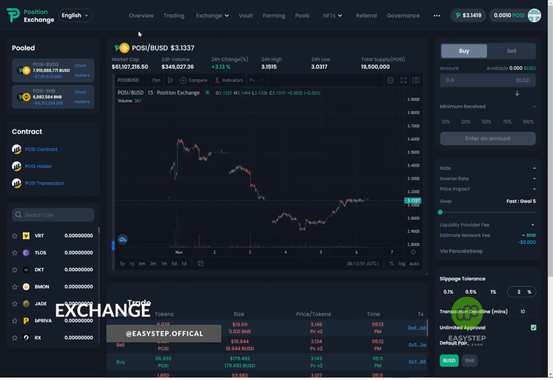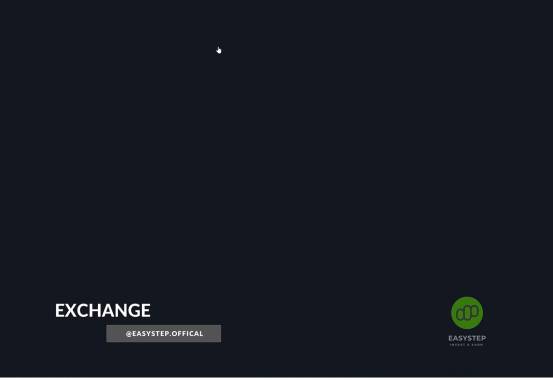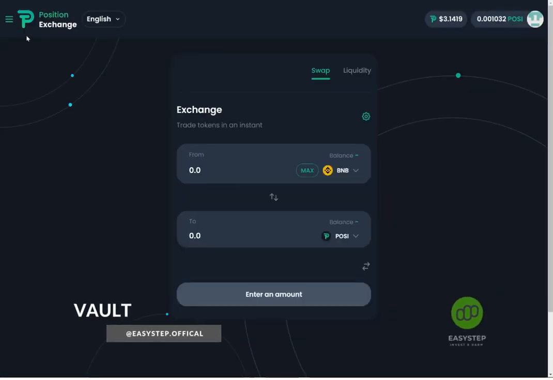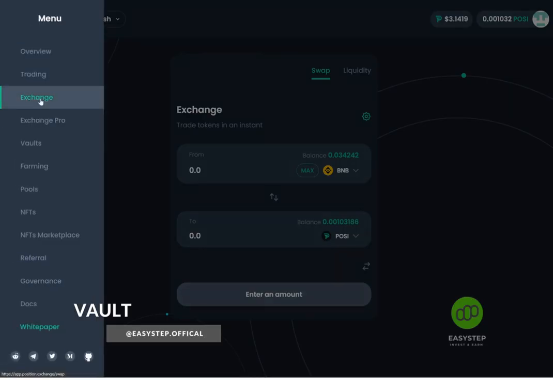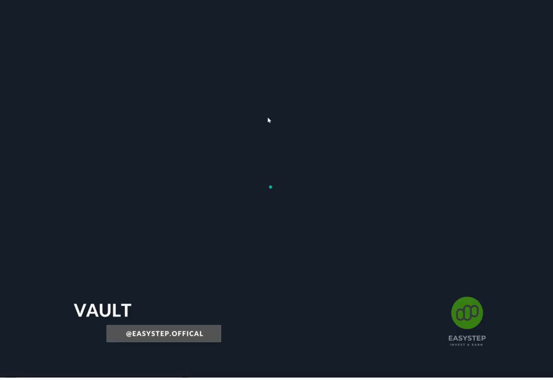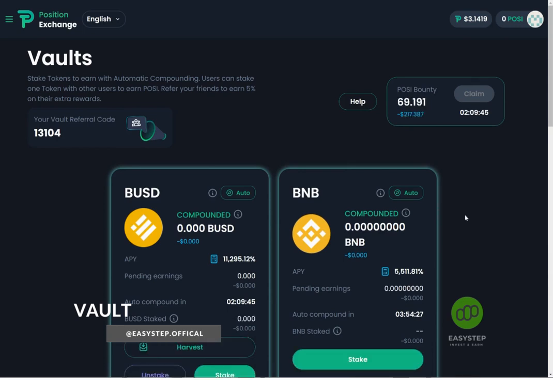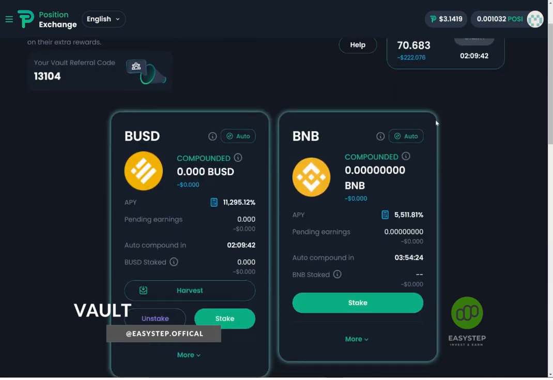Okay, so that's how the exchange works there. That's your exchange and your Exchange Pro, and they call the first one I showed you the classic swap. Okay, so that's that. The next one is the vault. Now, the vault is a place where you can actually stake your tokens, and the two tokens that they have available for staking are your BUSD and your BNB.